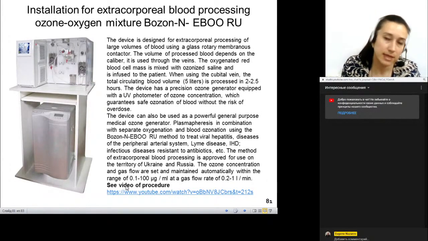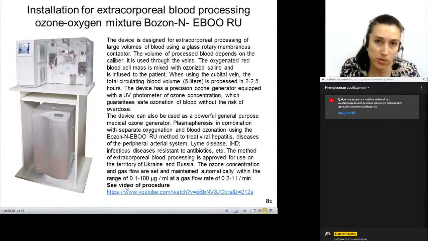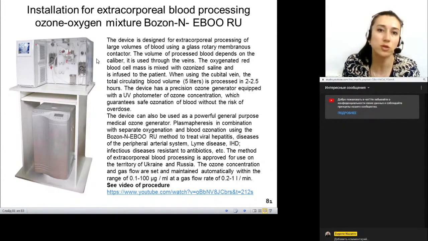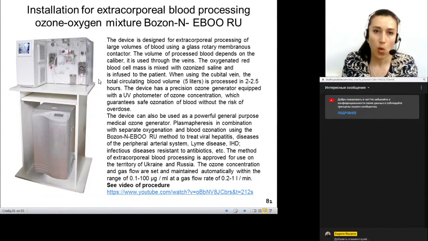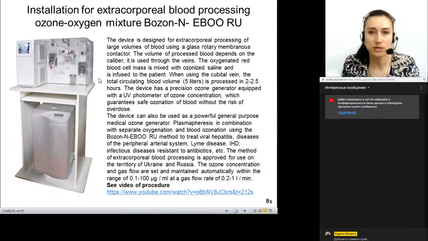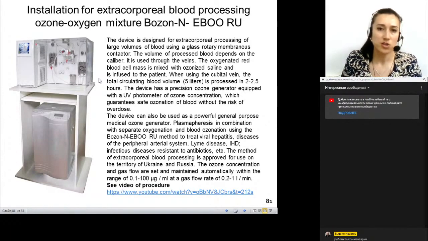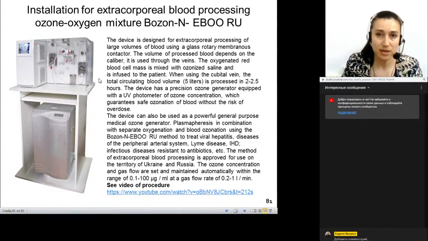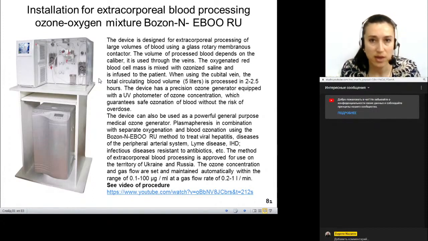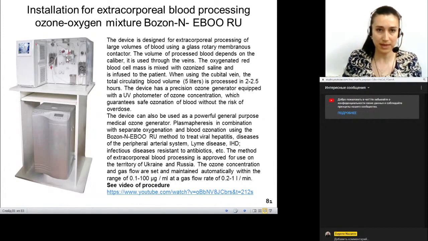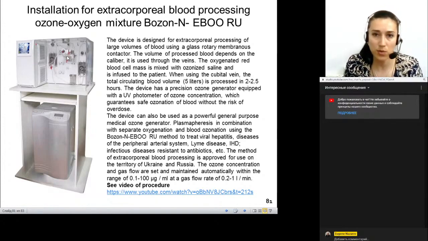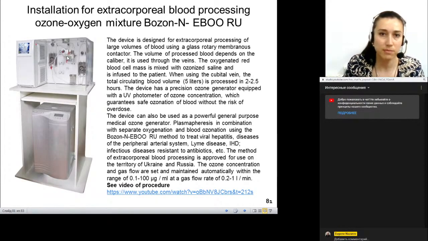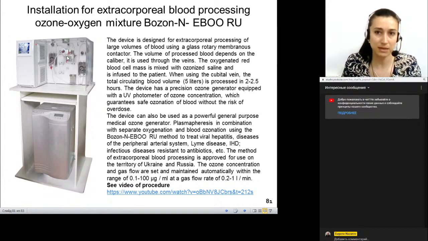And there is another installation that we use for extracorporeal blood processing with the ozone-oxygen mixture. This installation we call Bozon-N EBOO RU. The device is designed for extracorporeal processing of large volumes of blood using a glass rotary membranous contactor. The volume of processed blood depends on the caliber of the veins used. The oxygenated red blood cell mass is mixed with ozonized saline solution and is infused to the patient.